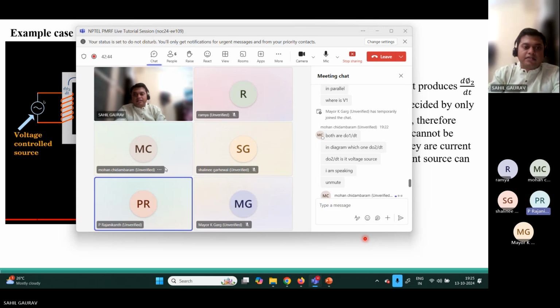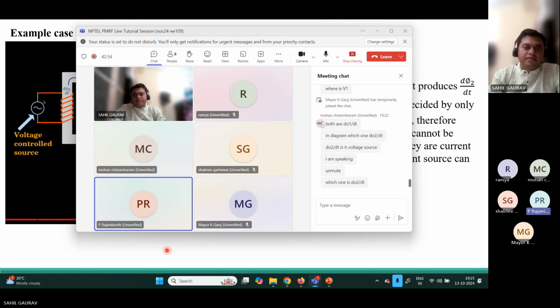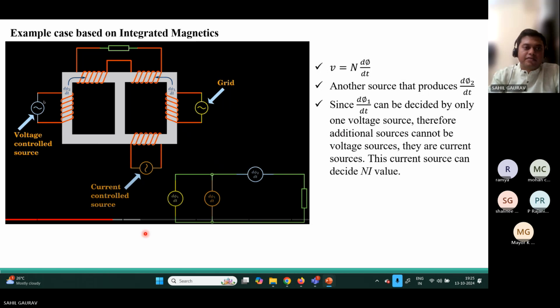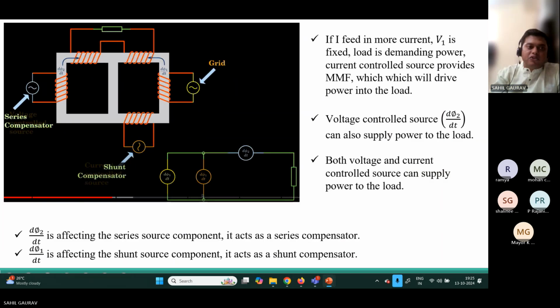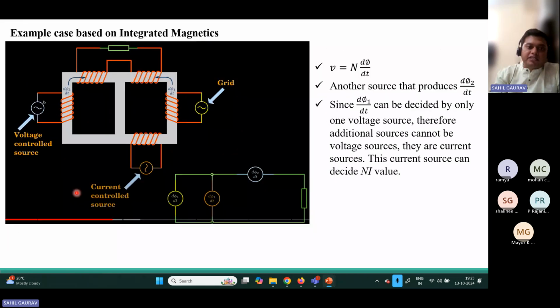Sir, I got a doubt. Yes. Sir, why do we need voltage control sources, since the grid has sufficient capacity to deliver whatever we require? Then why do we need this additional voltage source and current source, sir? We will see it in the next slide. Like here, this voltage source will act as a series compensator.